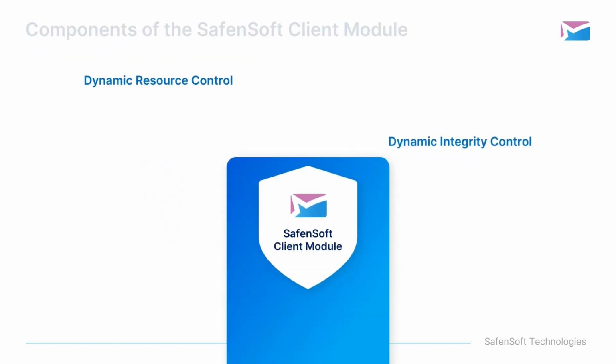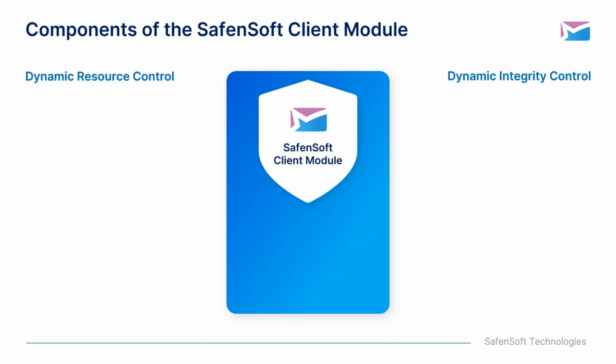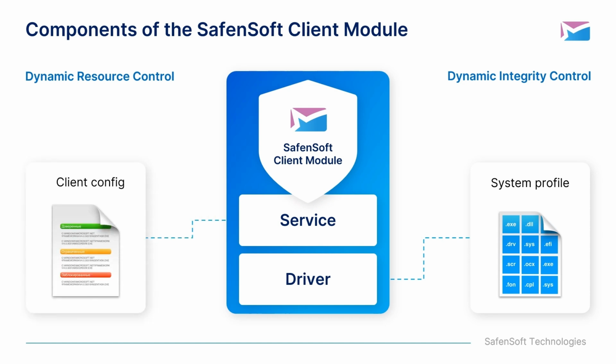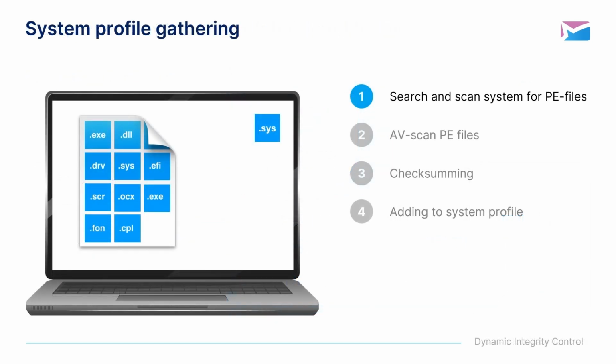To meet that challenge, we developed SafenSoft proactive protection technologies: Dynamic Resource Control and Dynamic Integrity Control. The SafenSoft client module consists of a driver to protect the operating system at the stage of operating system start, and services to maintain settings of control policies as well as interaction with the SafenSoft management server, client module interface and event log. Let's start our acquaintance with Dynamic Integrity Control.